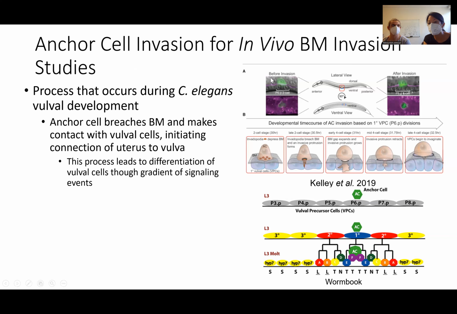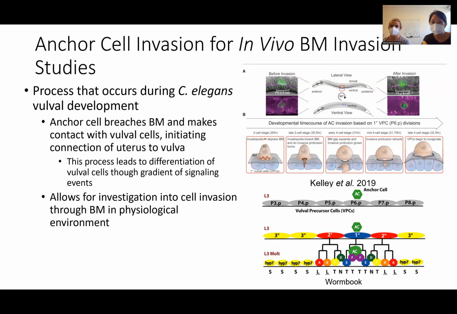So it's this ability of the anchor cell to degrade the matrix and contact the cells underneath it that allows for proper formation of the organ in the animal. Yeah, and so it's great to investigate this in C. elegans because it's a good in vivo example of how cells are able to invade through the basement membrane in a physiological environment, right?